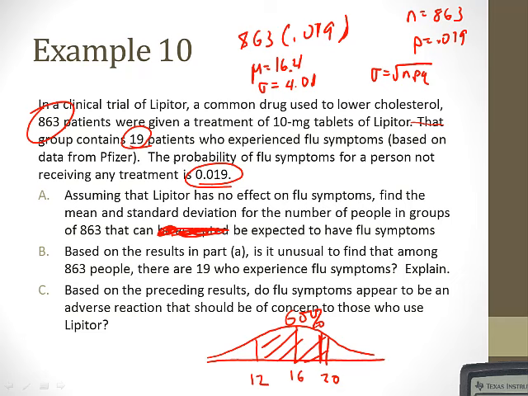If we found like 30, then that would be unusual, right? Technically, the area we're looking for here is this part right here.